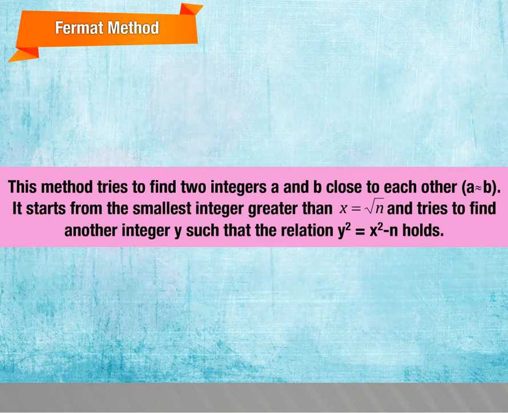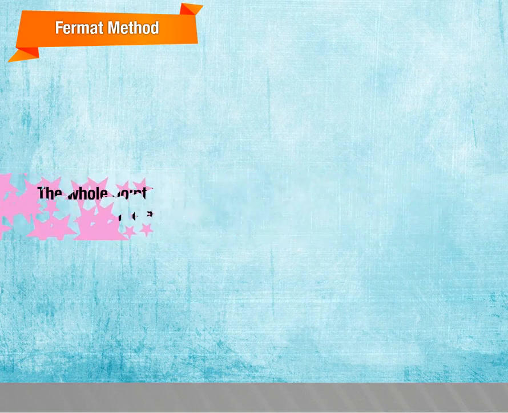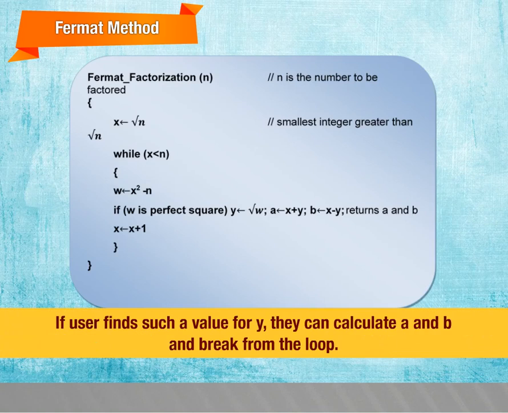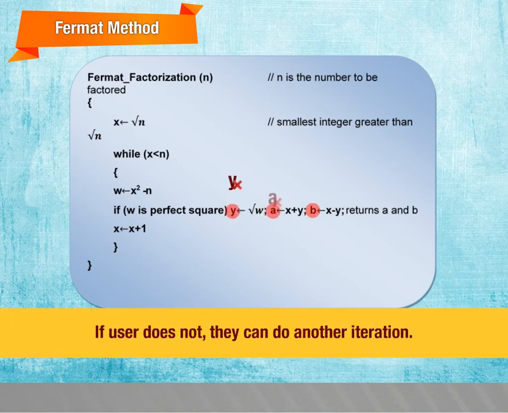It starts from the smallest integer greater than x equal to the square root of n and tries to find another integer y such that the relation y squared is equal to x squared minus n holds. The whole point is that in each iteration the user needs to see if the result of x squared minus n is a perfect square. If the user finds such a value for y, they calculate a and b and break from the loop. If not, they can do another iteration.